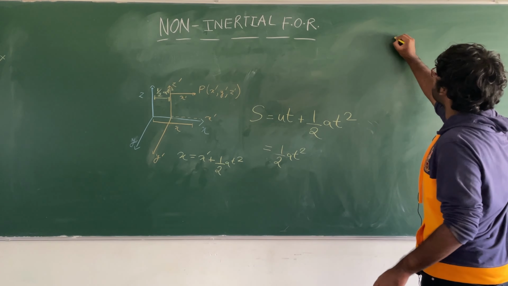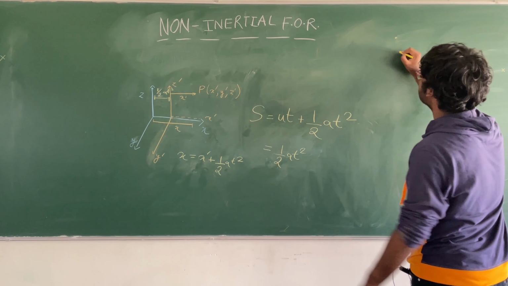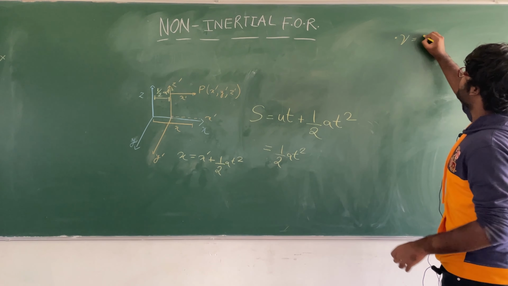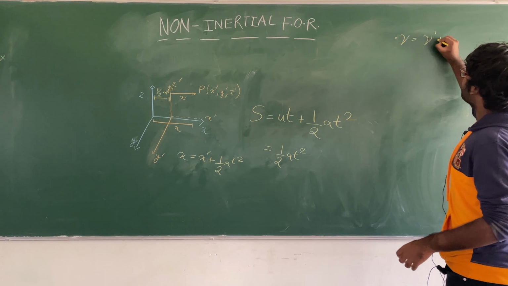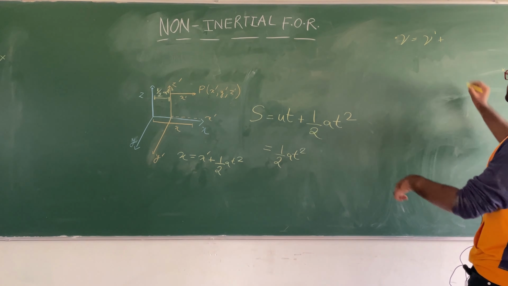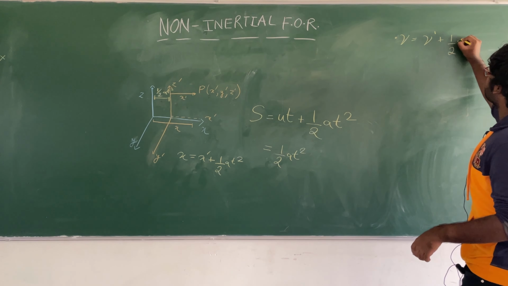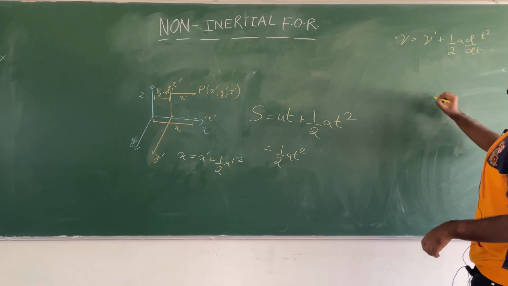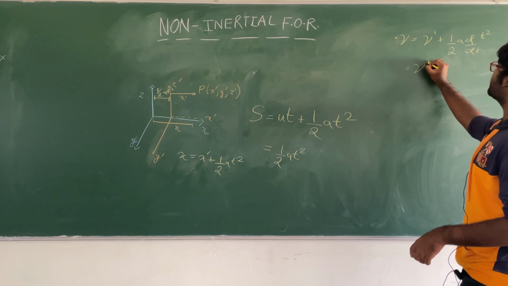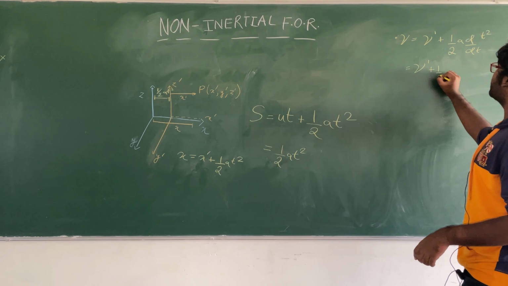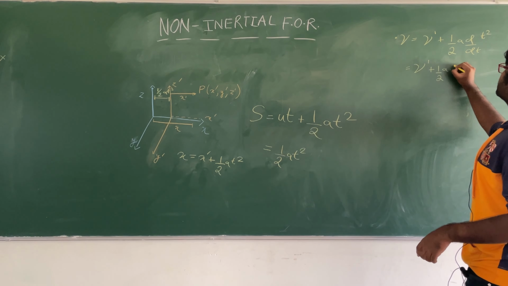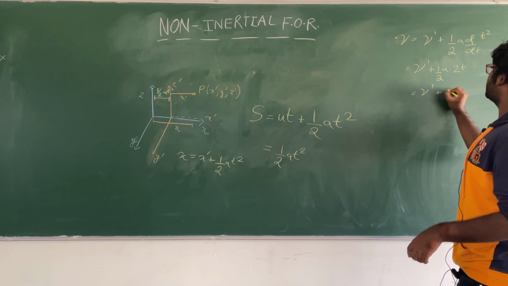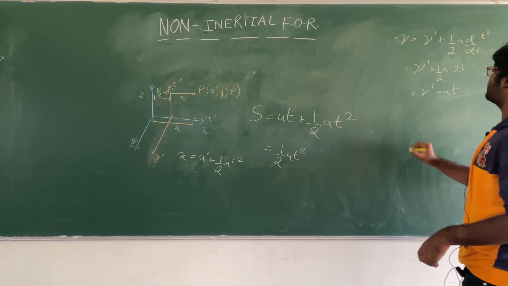Just like the earlier part of the video, we're going to do the derivations of this by differentiating the equation. If I take the derivative, I get dx by dt, which is v, and this is v prime, plus half a d by dt of t squared. That gives v prime plus half acceleration into 2t, which is v prime plus at, acceleration into time.